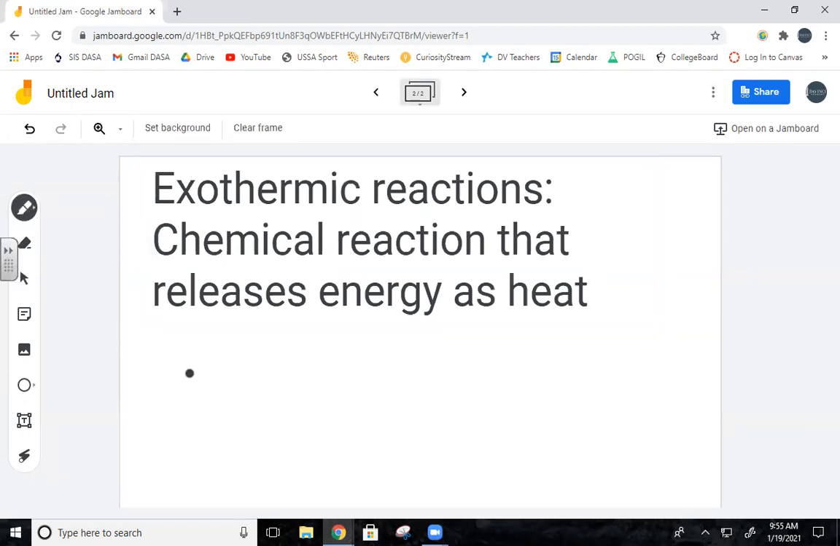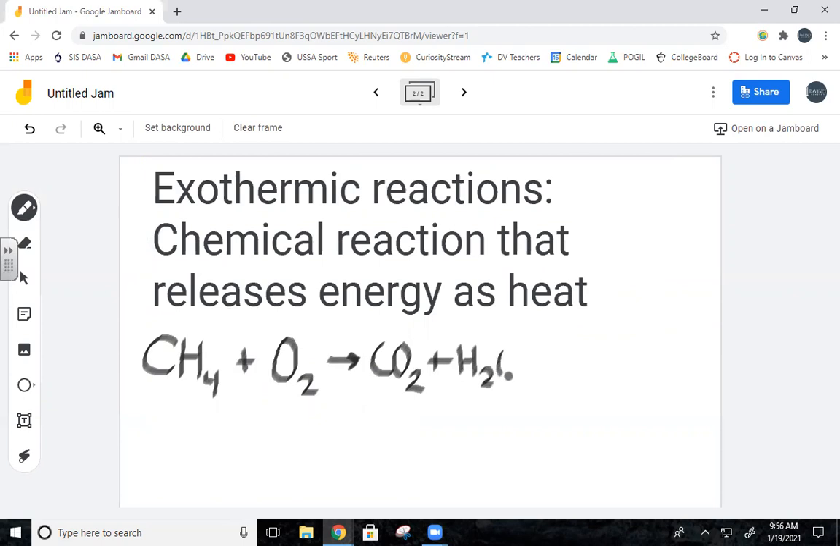So when we write a chemical equation that is exothermic, we can do it like this. The classic example, of course, is one that we've done a bunch: CH4 plus O2, and you know the rest, right? Goes into CO2 and H2O.